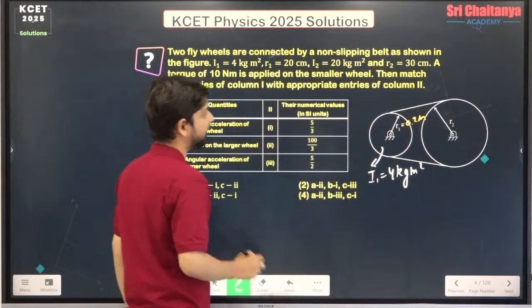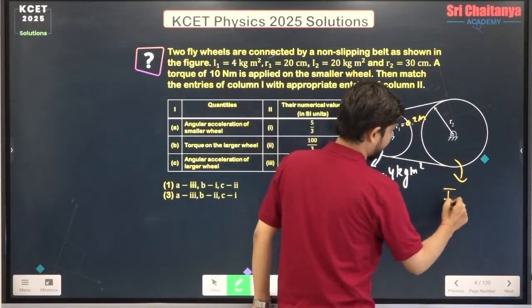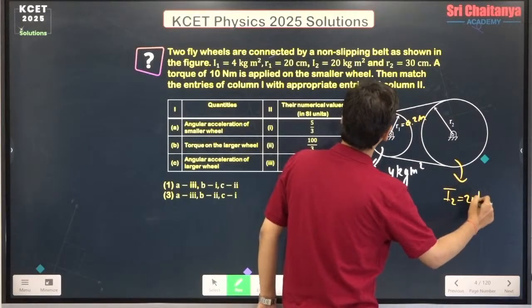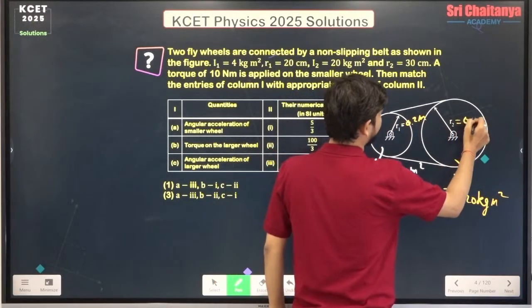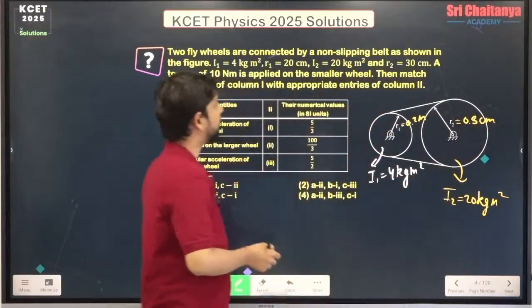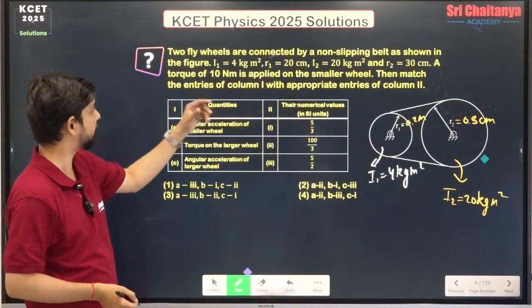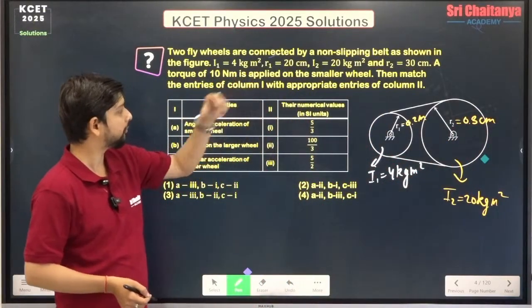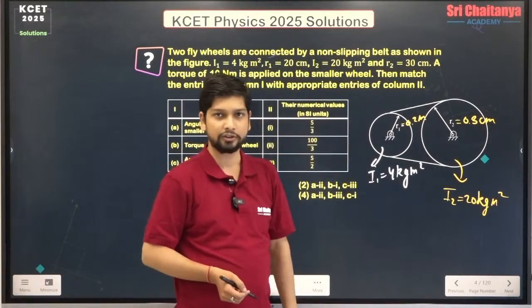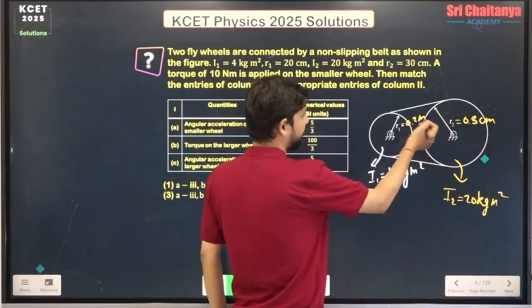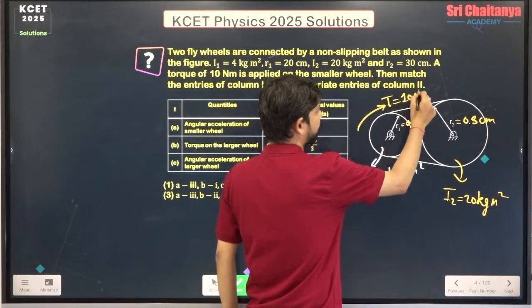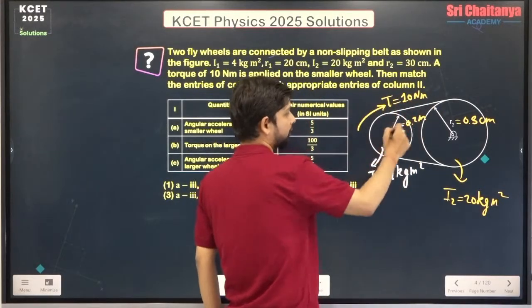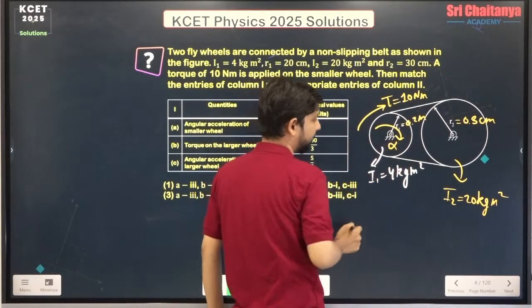And for the second body, I2 is 20 kg meter square, and R2 is 0.3 meter. It is given. Now what is the extra information that is given? A 10 newton meter torque is applied on the smaller unit. So on the smaller unit, 10 newton meter torque is applied, so let's say torque is applied in this direction.